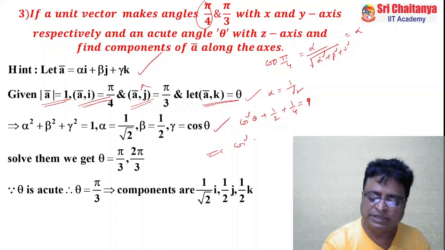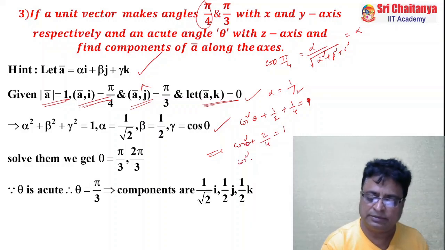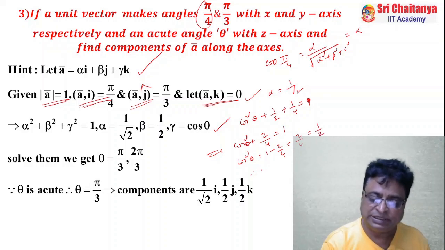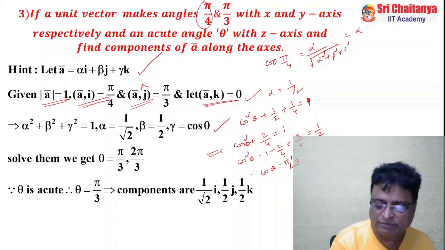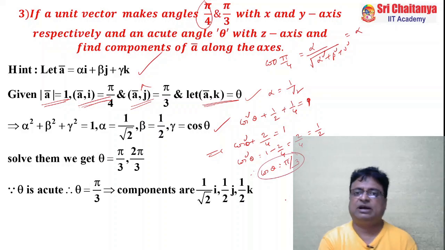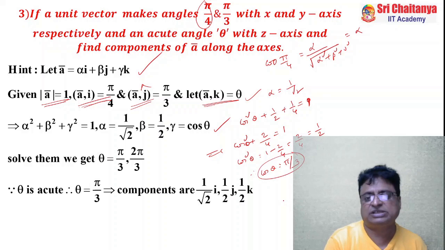So cos² theta plus 2/4 equals 1. So cos² theta is equal to 1 minus 2/4, that is 2/4, that is 1/2. Therefore cos theta is equal to 1 by root 2, and theta is pi by 3. So this is my angle theta, I got theta. And the component vectors I need to find.